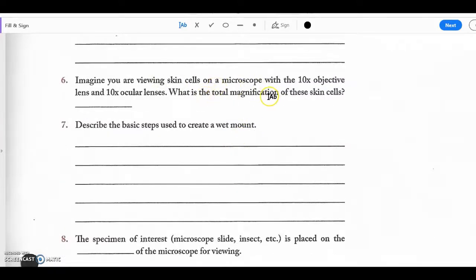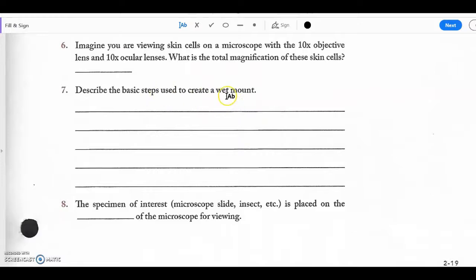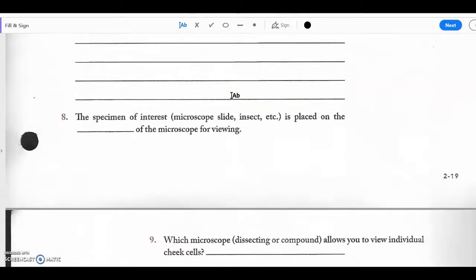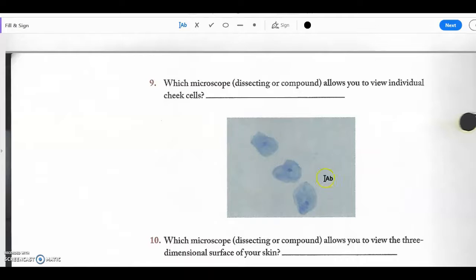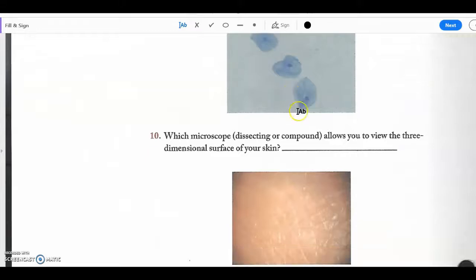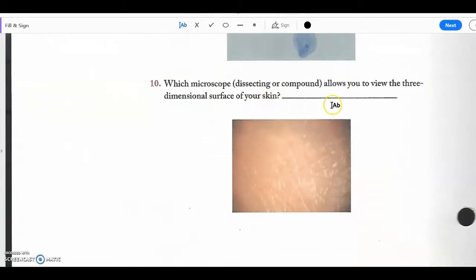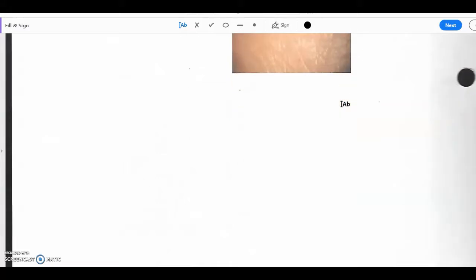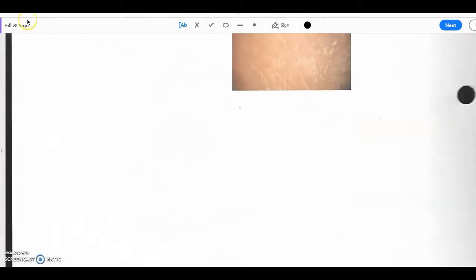So this, total magnification of the skin cells, remember, objective lens multiplied by ocular lens, 10 multiplied by 10. We didn't create a wet mount, so you can skip that. The specimen, where do we place the specimen on the microscope? Not on the iris, not on the objective or ocular lens, we place it on the stage. Now this, here you can clearly see cheek cells, so it should be a compound microscope to see the cheek cells. And the three-dimensional structure of your skin, that will be a dissecting microscope. So that concludes our microscopy lab.